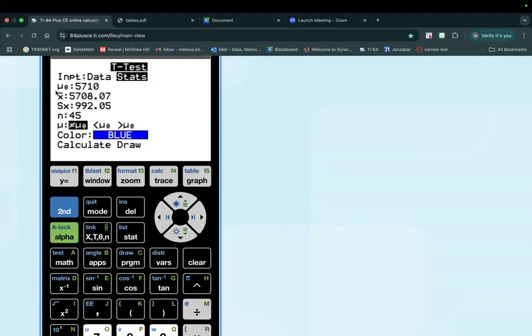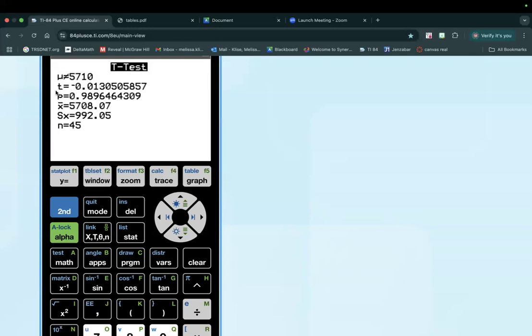I love when their numbers match mine. I'm not concerned about the big p-value here because my test statistic was so close to zero. It clearly is practically right on top of the mean, so I would expect that. This is my test statistic. Here's my p-value. There's the mean and the standard deviation and my sample size. Questions?